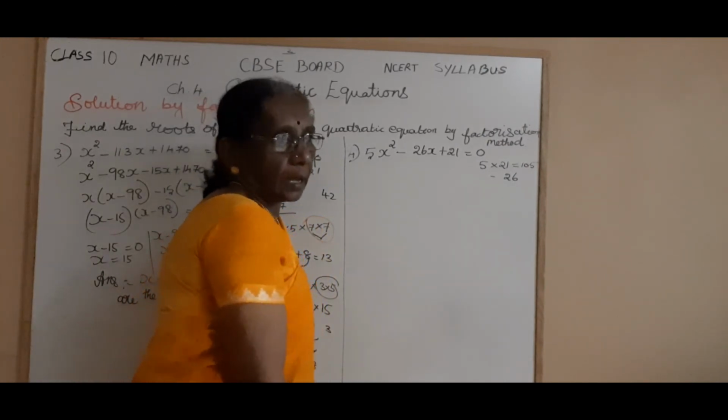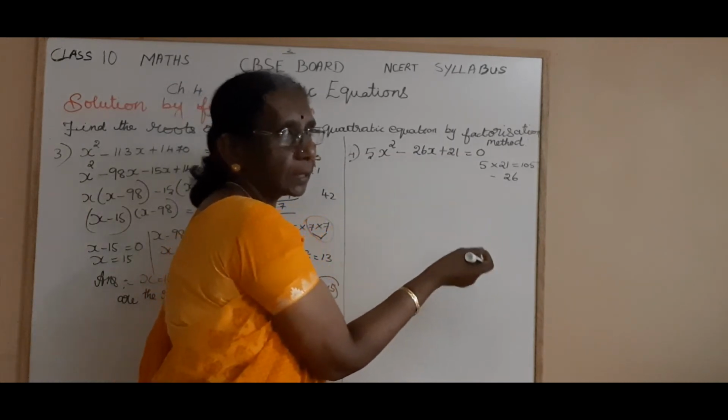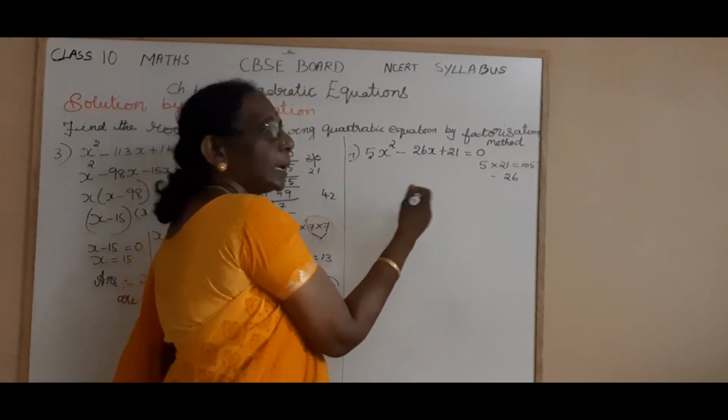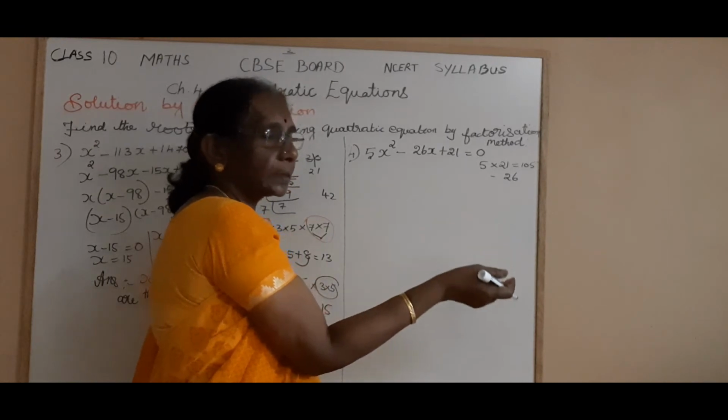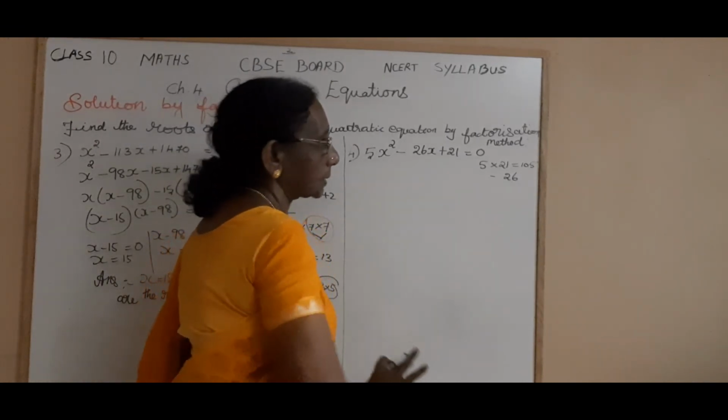Have you understood, children? And here you have to add, because px plus qx is minus 26, the middle term. So px is negative and qx is negative. Why are we adding both? Because the product is positive.